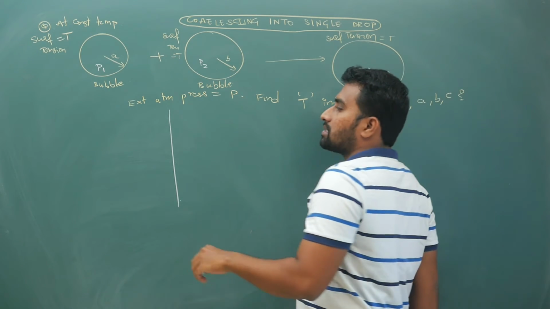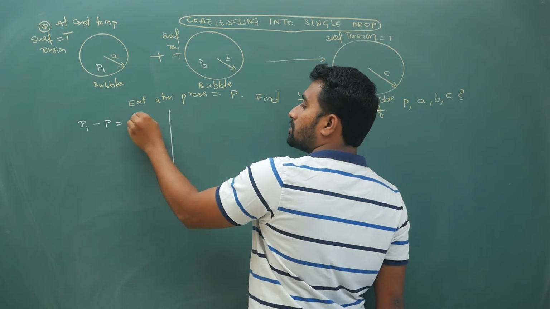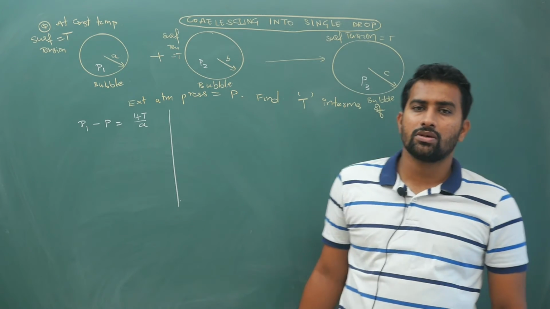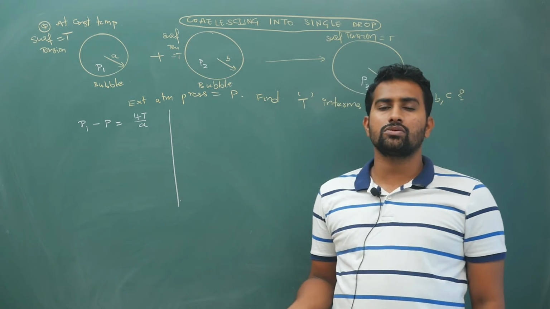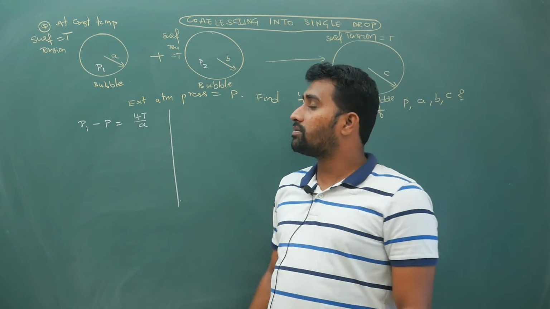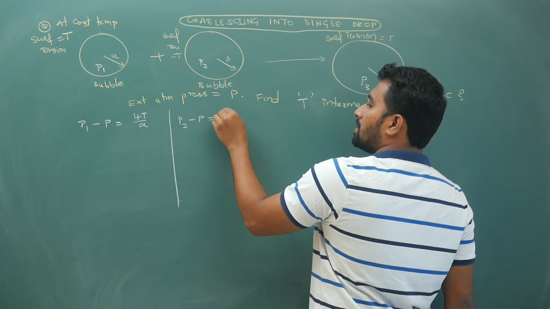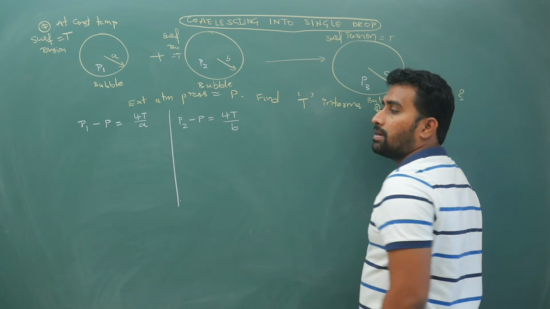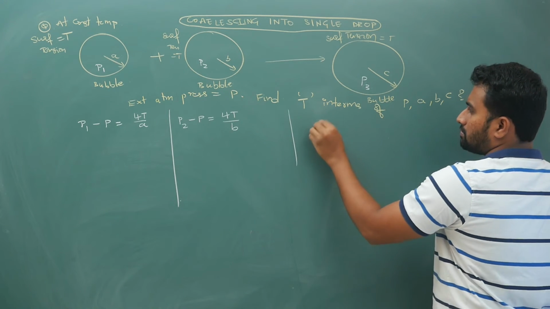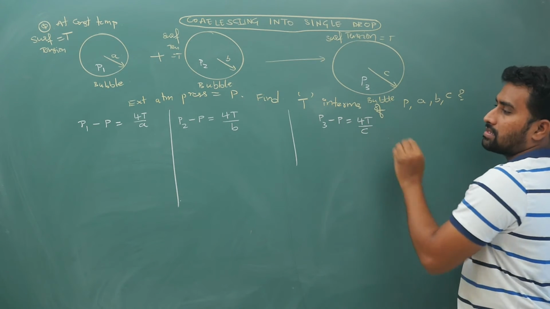So first one: P1 minus P, because this is a bubble, I should write 4T by A. Excess pressure in a bubble is 4T by R. For a drop it is 2T by R, for a bubble it is 4T by R. So P1 minus P is equal to 4T by A. And here P2 minus P is equal to 4T by B. And next, P3 minus P is equal to 4T by C.